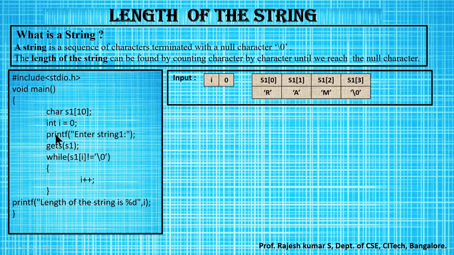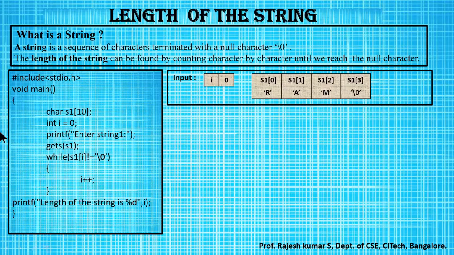Next line, enter string 1. So I am prompting a question to the user telling them to enter the string 1. You have to enter one string. Now, as soon as the user sees this particular question on the monitor screen, he will enter one value. That value should be stored in the string.